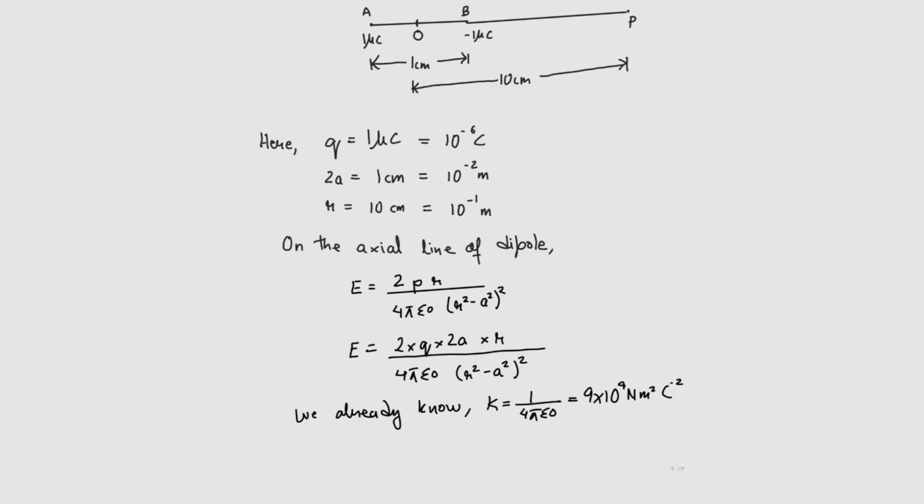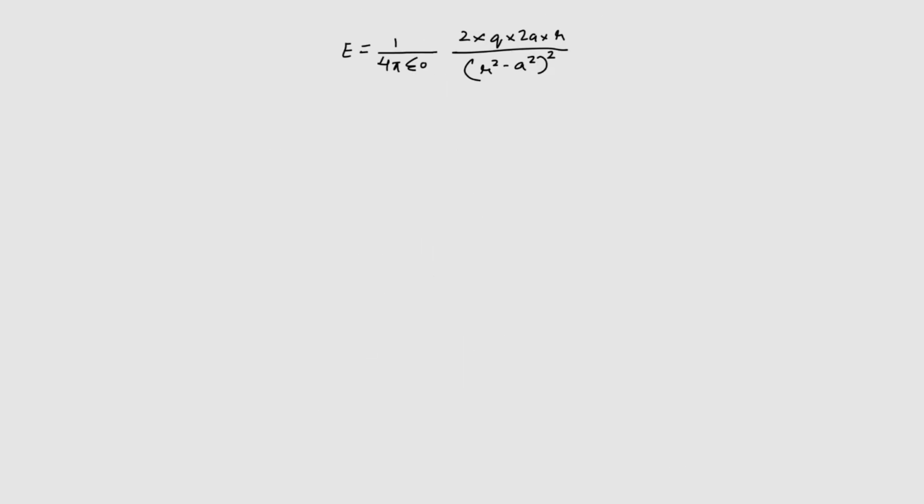Now we are asked to put in the values. Alright, the value of Q is given, 2A is given, R is also given, and 1 by 4 pi epsilon naught is given. So we put in these values and calculate the value of E.